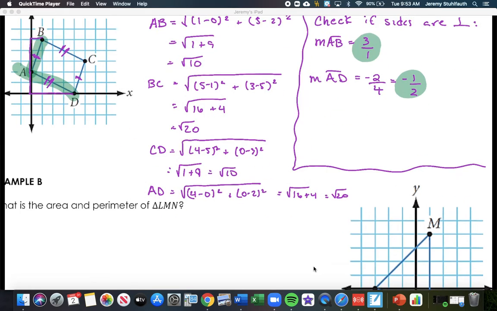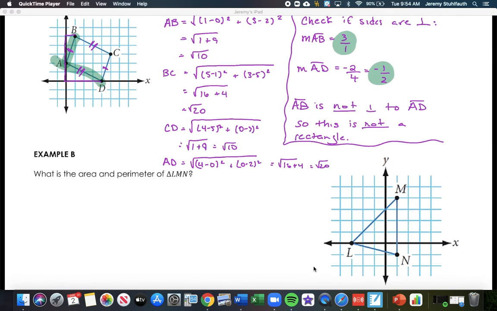That tells us that AB is not perpendicular to AD, so this is not a rectangle. All right. So again, if you're checking that, you need to check the lengths of the sides, and you need to check whether or not the sides are meeting at right angles, which means they are perpendicular. So in this case, they are not.